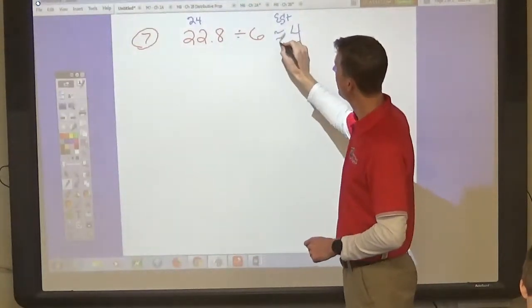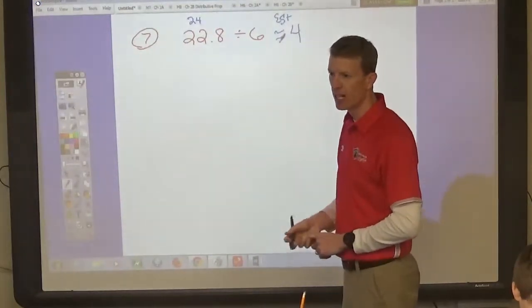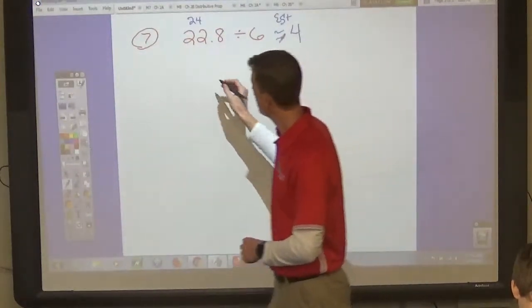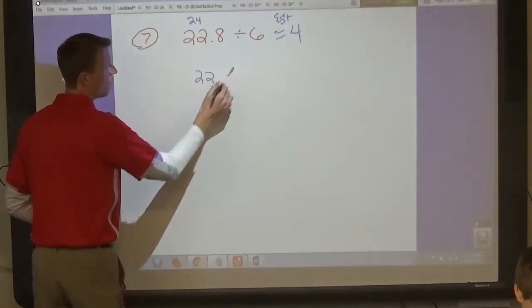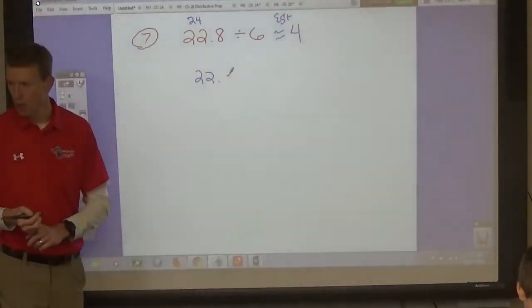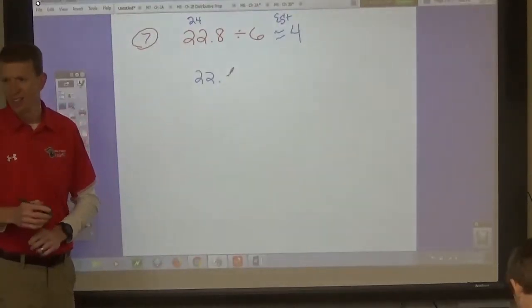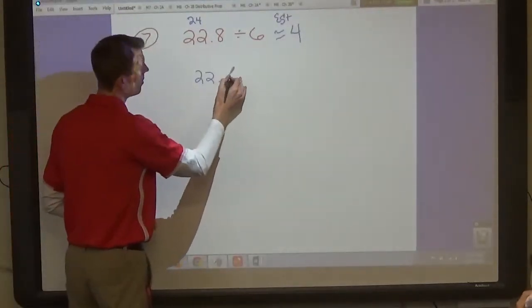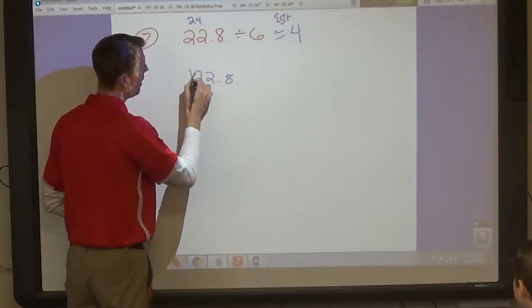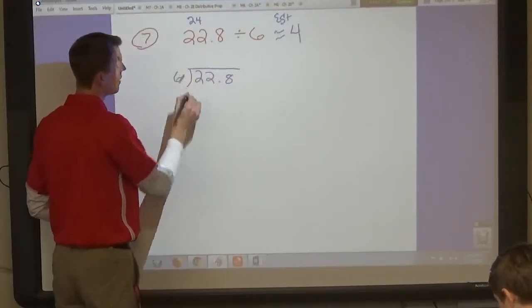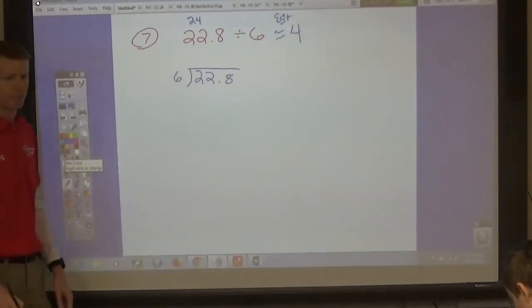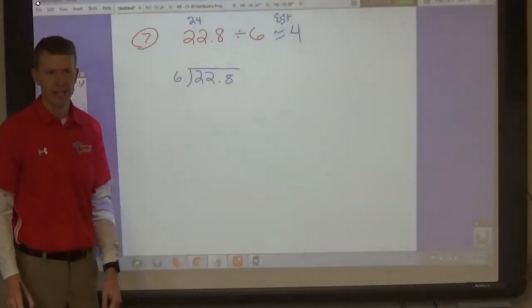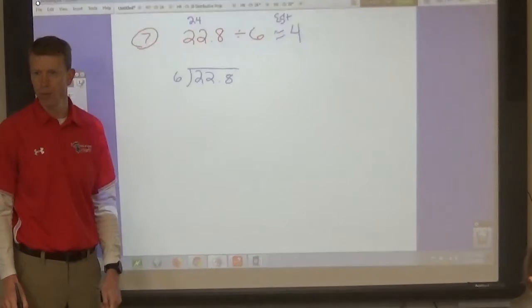Then, once you do that, then set up the problem. So, 22.8, and why don't you write this down, because this is part of your assignment. So this is the first one of your assignment. 22.8 divided by 6. Then what should we do? The next step. What's the next step right away?